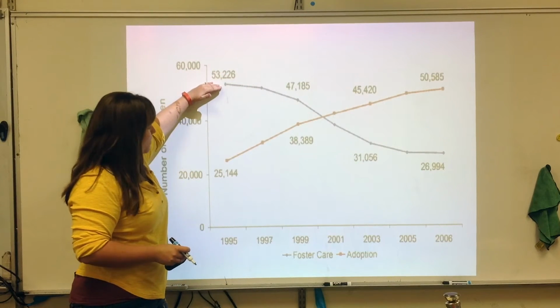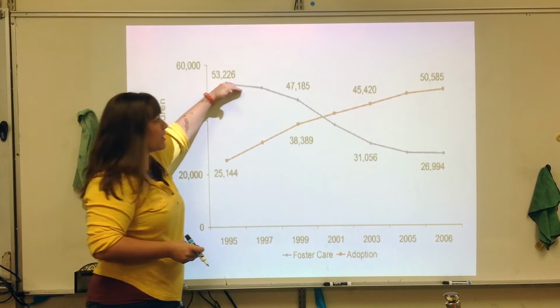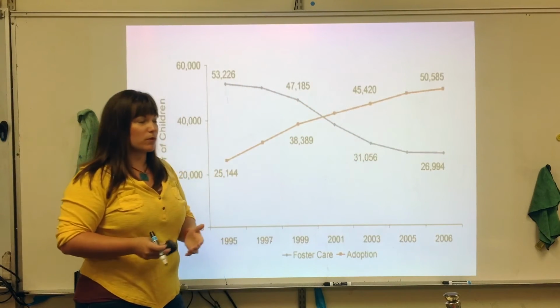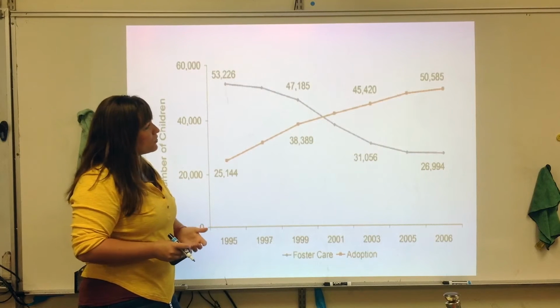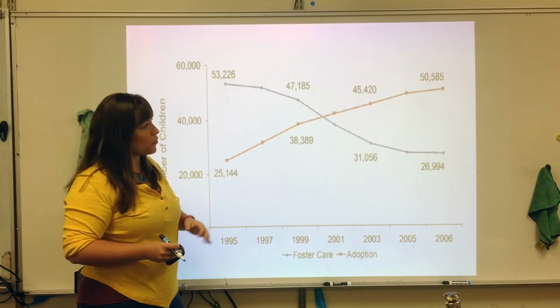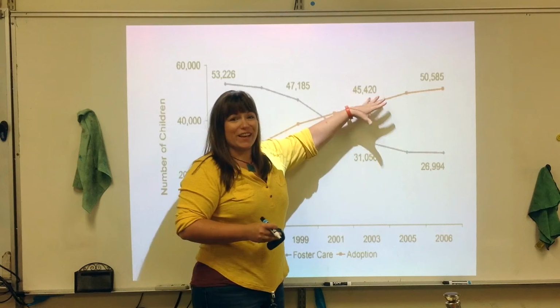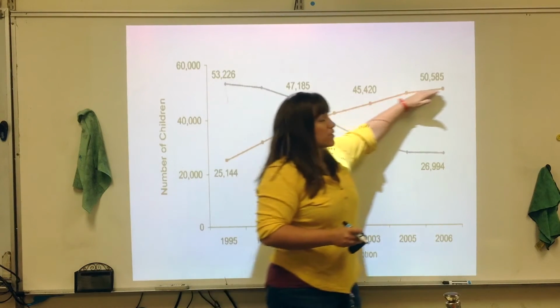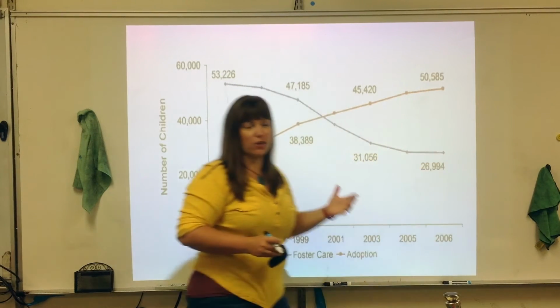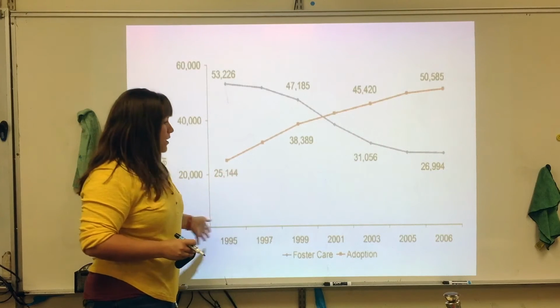And then simultaneously, during the same time frame, the amount of kids in foster care is going down. And that would be expected as more people are adopting, less of the children are in foster care, instead they're in forever homes. So we could predict the future that this is continuing to increase and that this is continuing to decrease because of what we've noticed over this amount of time.